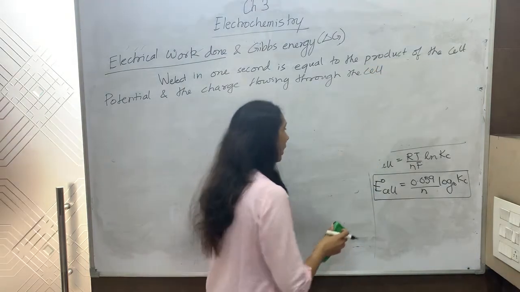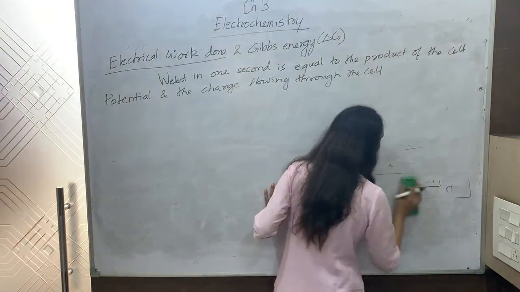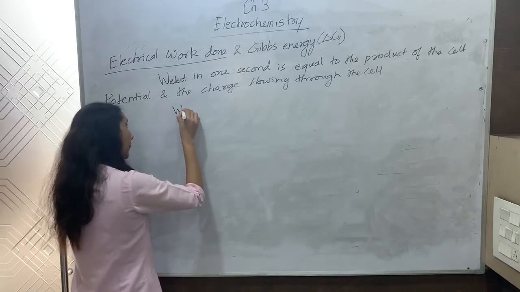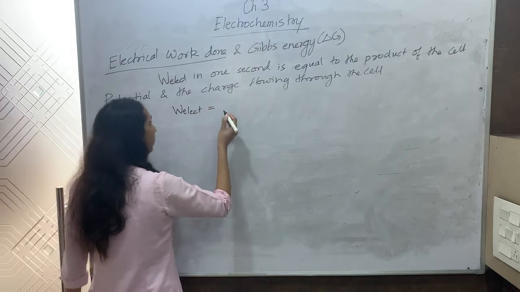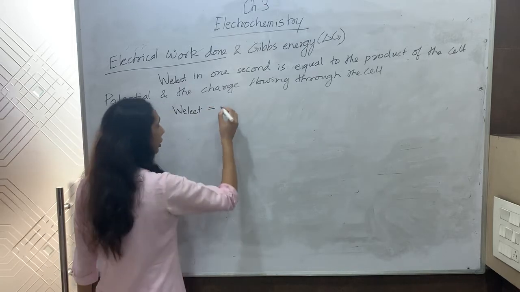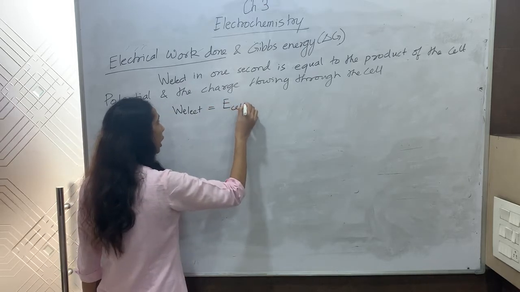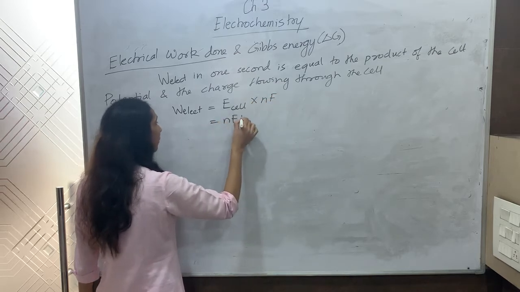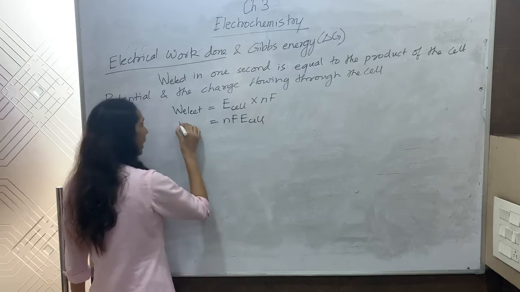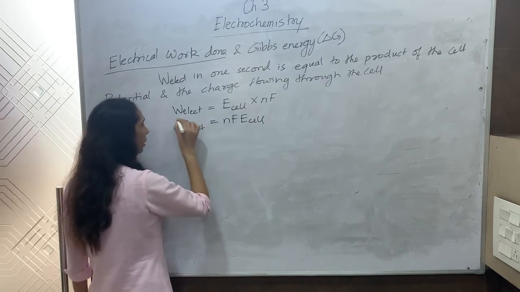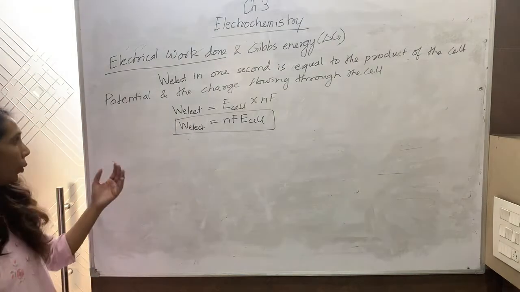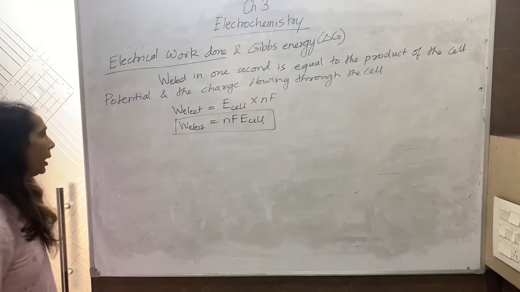That is what electrical work done is. So let us just write down the formula. W electrical is equal to the cell potential E cell multiplied by the charge flowing through the cell, NF. So I can write NF E cell is the electrical work done. Now what is N, what is F? E cell, you know, is the cell potential.